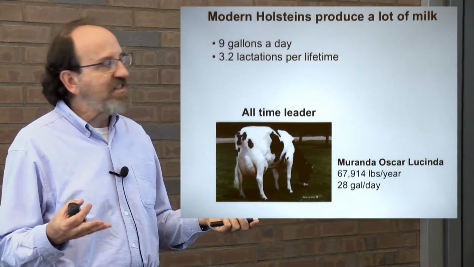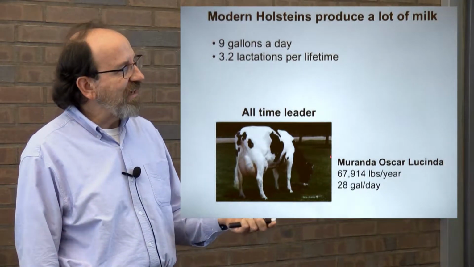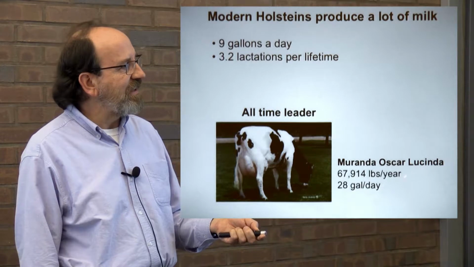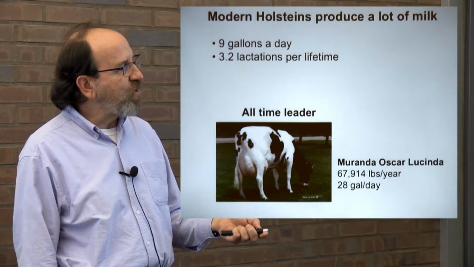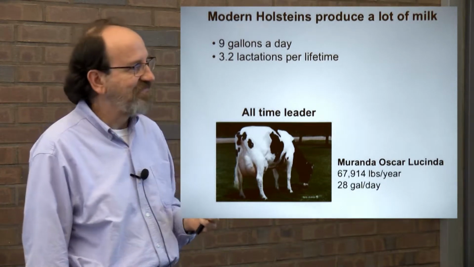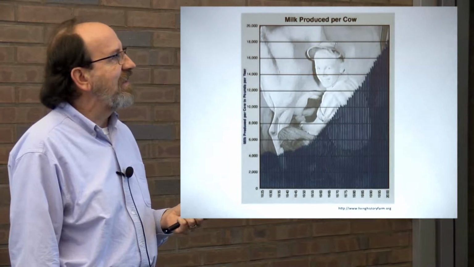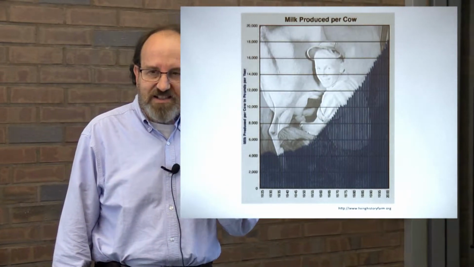Now, to give you some sense of how much milk a cow is capable of producing, here's the all-time leader, Miranda Oscar Lucinda. She produced 28 gallons of milk per day. It's astonishing to think of how much milk that is.